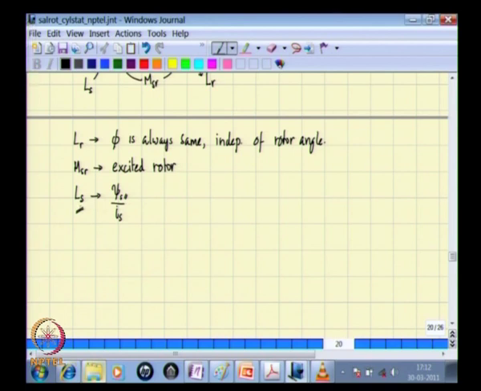In the next lecture, we will see how this can be handled in order to arrive at an expression for self inductance. We will stop now for this lecture.